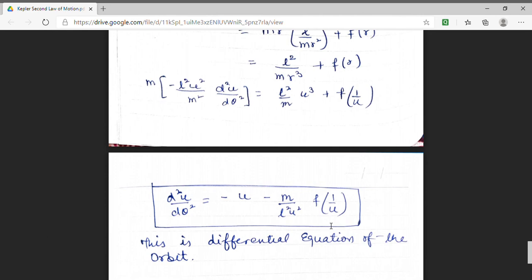It is a second order differential expression. Here we have expressed our differential equation of orbit in terms of a variable u, which is equal to 1 by r.